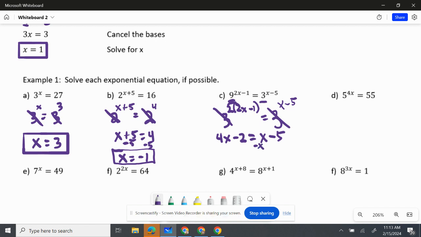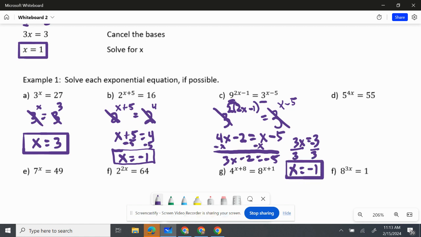We're going to subtract the x. That gives us 3x minus 2 is equal to negative 5. We're going to add the 2, and that gives us 3x is equal to negative 3. Then we're going to divide it by 3, and x is equal to negative 1.